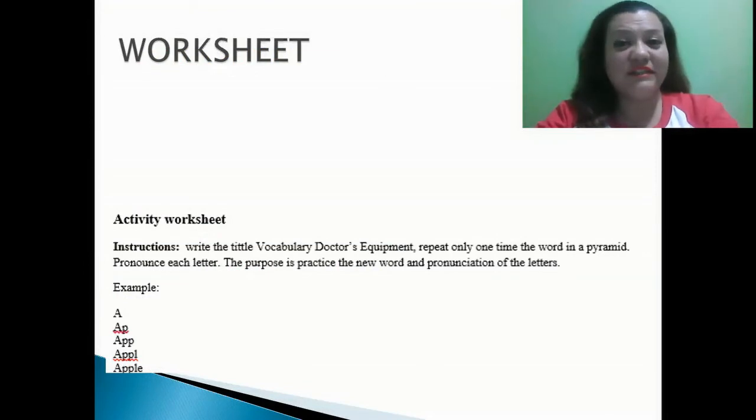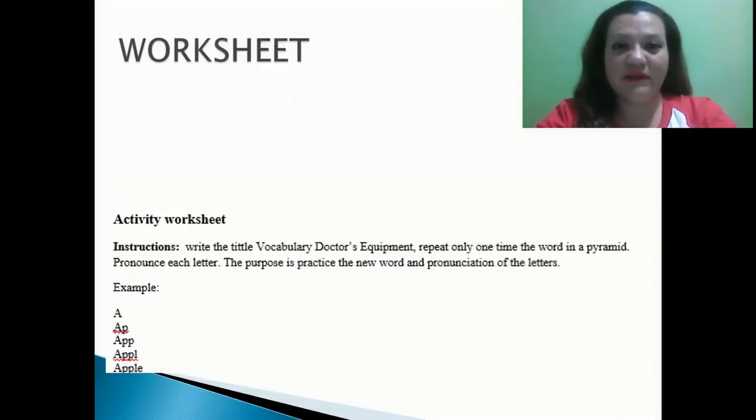In the worksheet that we are going to work on this week, you're going to repeat only one time each word. Do it in a pyramid. For example, you're going to write the first letter and pronounce it. This is the purpose of this exercise. So you can pronounce each letter, and at the end, you can pronounce the vocabulary word.